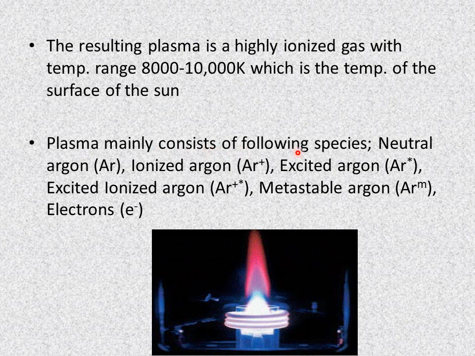Plasma mainly consists of the following species. So we can expect which species could be present inside. There could be neutral argon atoms, and ionized argon species. There could be some neutral atoms in an excited state, so excited argon could be present. Some of the ionized argon may also get excited, so there could be excited ionized argon. And some of the argon atoms may exist in a metastable state. And there could be free electrons present. So the mixture of all of these species is actually the plasma.